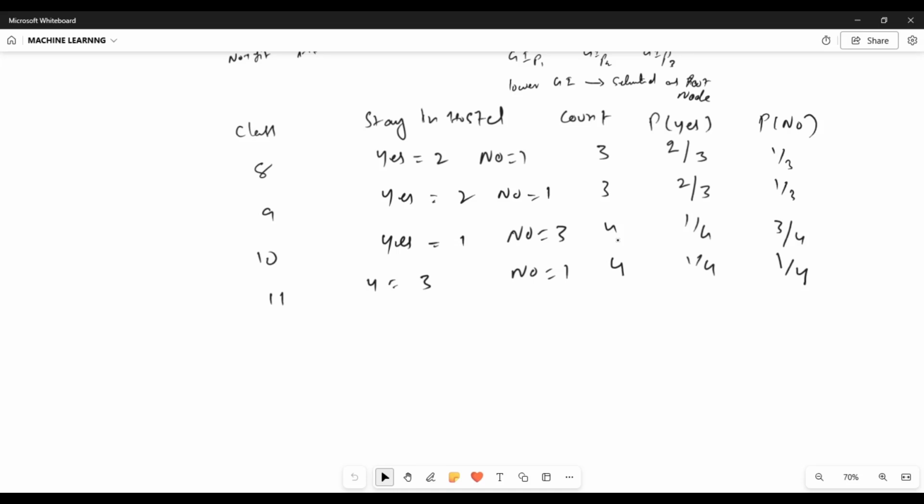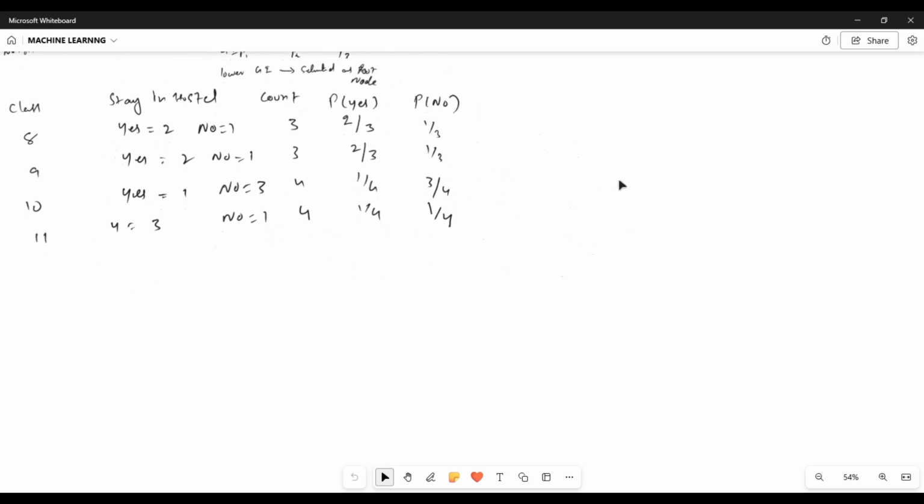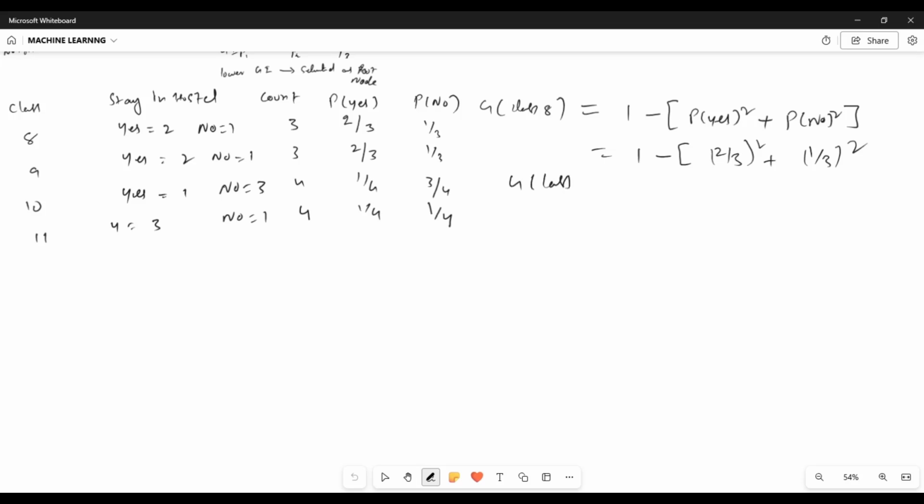Now we are going to calculate the Gini index for these values, for each one of them. The Gini index of class 8: the formula is 1 minus (probability of S square plus probability of no square). If you substitute the values, it is 2 by 3 and 1 by 3. G of class 8 is equal to 1 minus (2 by 3 whole square plus 1 by 3 whole square). I'm just writing directly the values: 4 by 9.